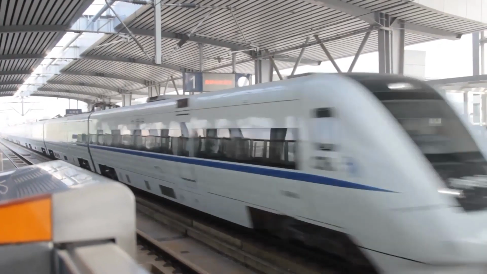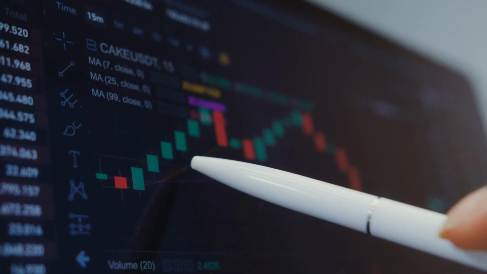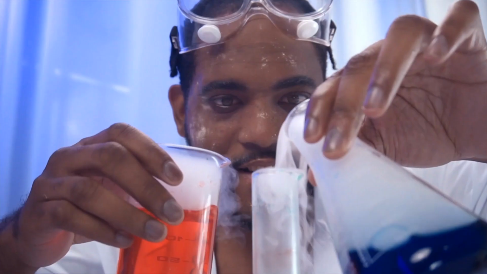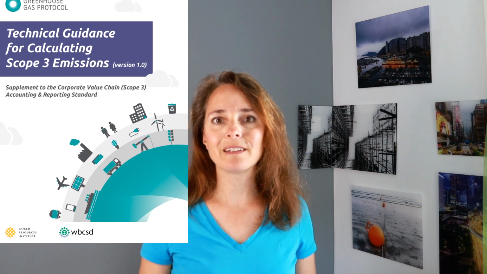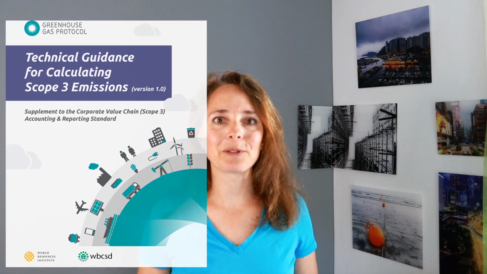Additionally, the company also needs to calculate the emissions caused by, for example, commuting of its employees, by business travel, by investment choices of the company, and so on. For this you can find plenty of information on the Greenhouse Gas Protocol, which I will give you a link to below in the description, of course.